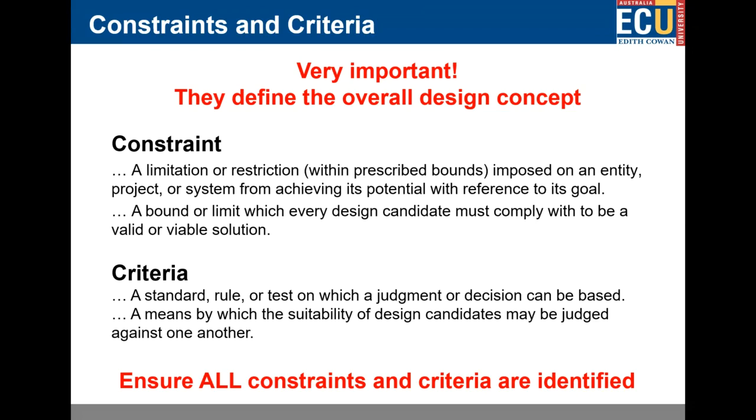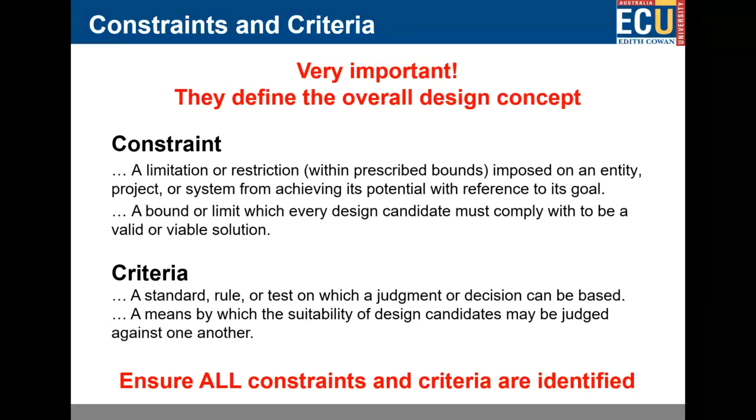For a pen, for instance, a constraint is it must write. If you've got a pen concept and it doesn't write, it's not a successful product. So you can trash that idea straight away.